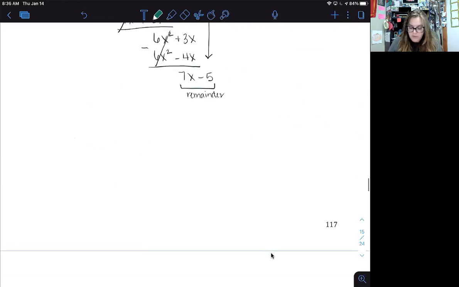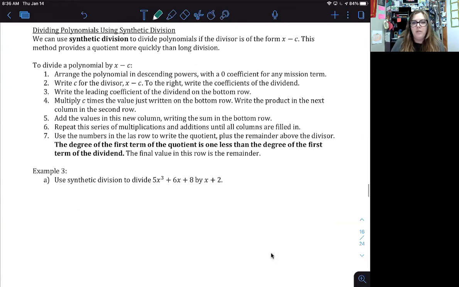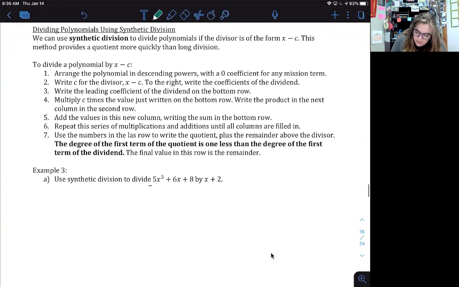All right, so scrolling back, I went ahead and gave you the steps from your book to divide a polynomial. So we're going to go through those as we do this example. Arrange the polynomial in descending powers with a coefficient of 0 for any missing terms. So we have 5x cubed plus 6x plus 8. It's in order, but we are missing a term. So I'm going to rewrite this as 5x cubed plus 0x squared plus 6x plus 8.